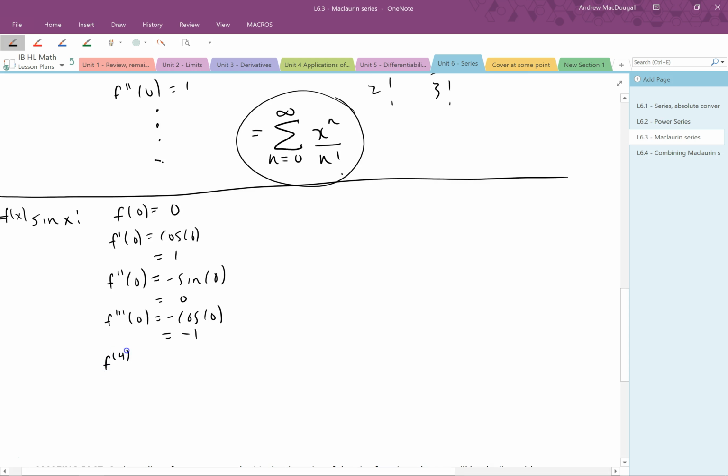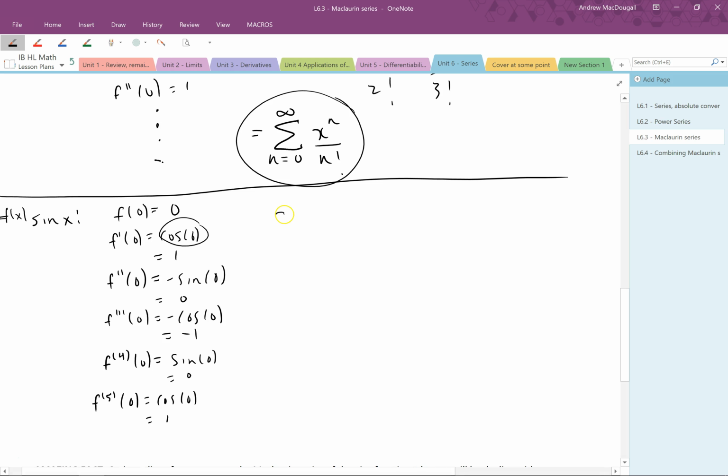F to the 4 of 0 is the derivative of negative cos, which is sine of 0, so 0. F to the 5, and we see we've gotten back, like we're cycling at this point. We've done cos. Then after cos, we know we get negative sine, then negative cos. So really we get 0, 1, 0, negative 1, 0, 1, and so on.